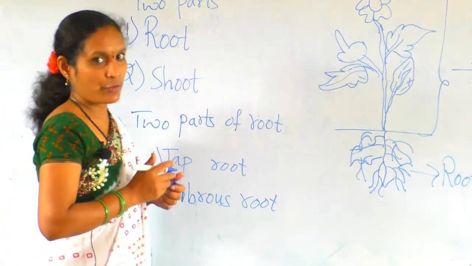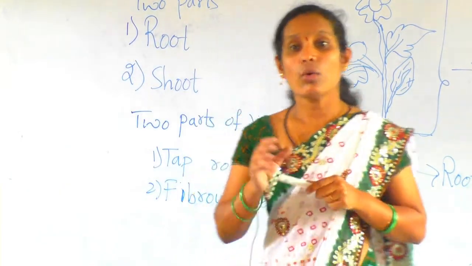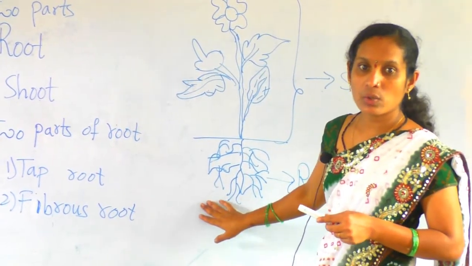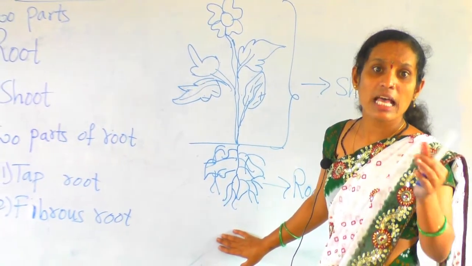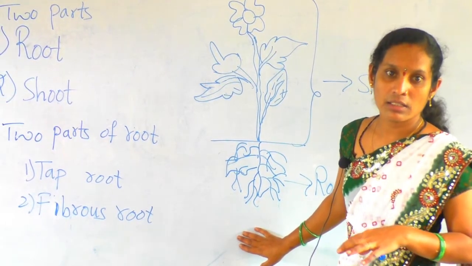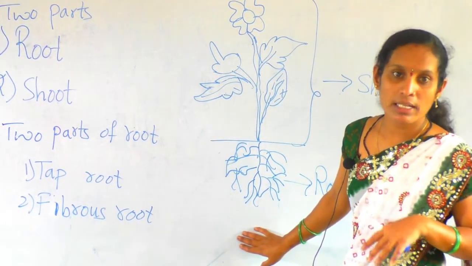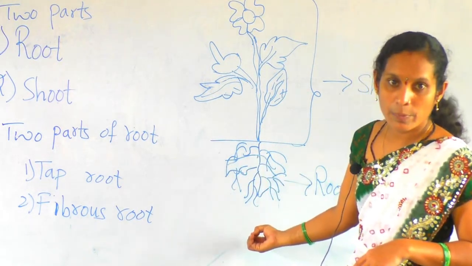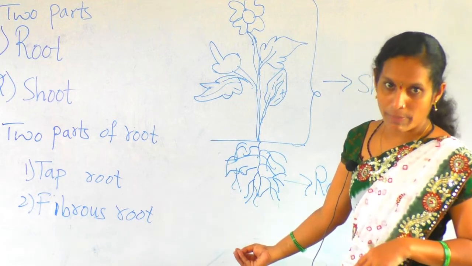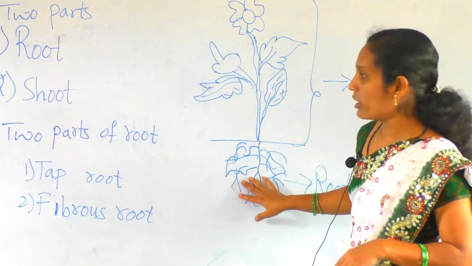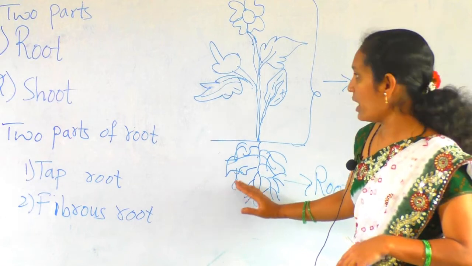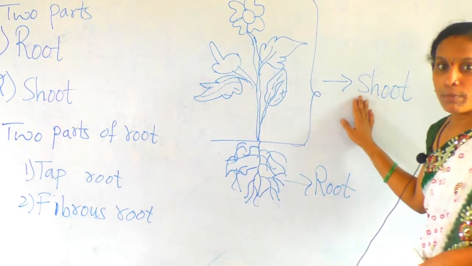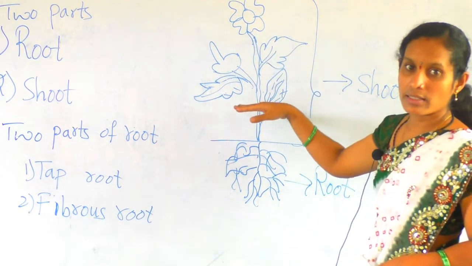What is the use of root? First we come to know what is the use of roots. Root is mixed with the soil, right? Soil has so many minerals present in it. When we pour the water, the root will absorb the water and some minerals, and that stamina, that energy, it gives to the shoot part. The energy will move upwards.